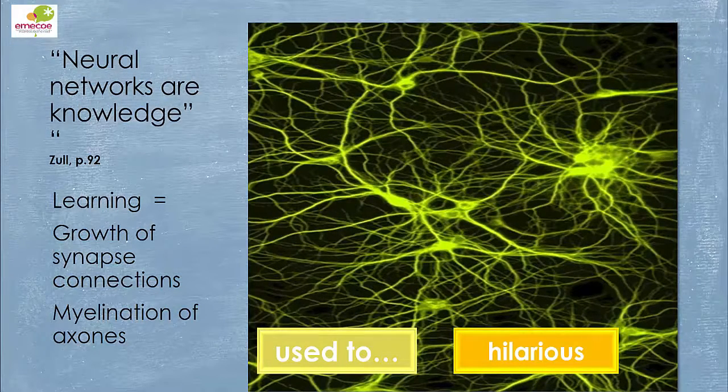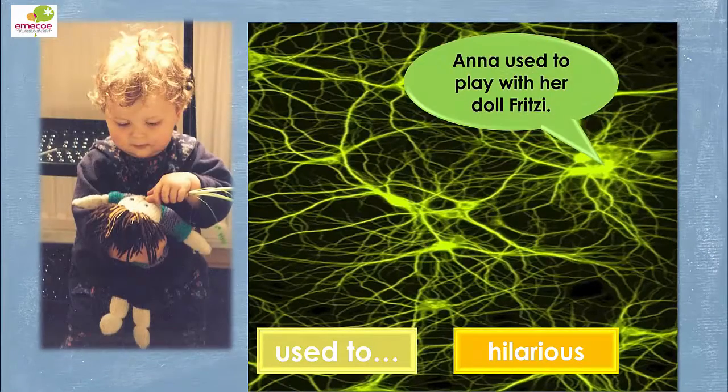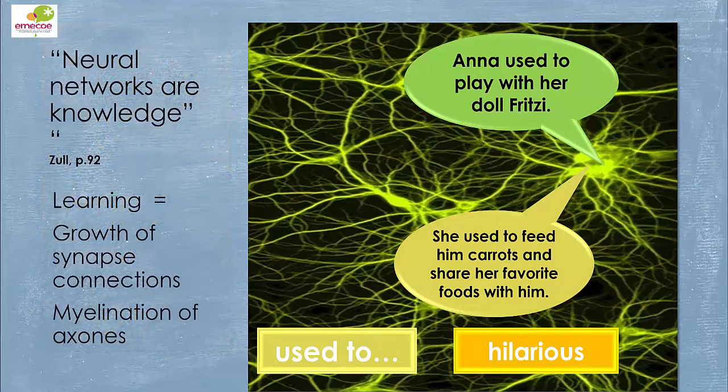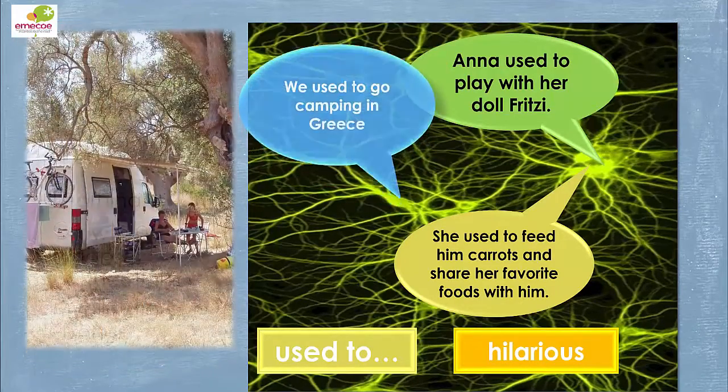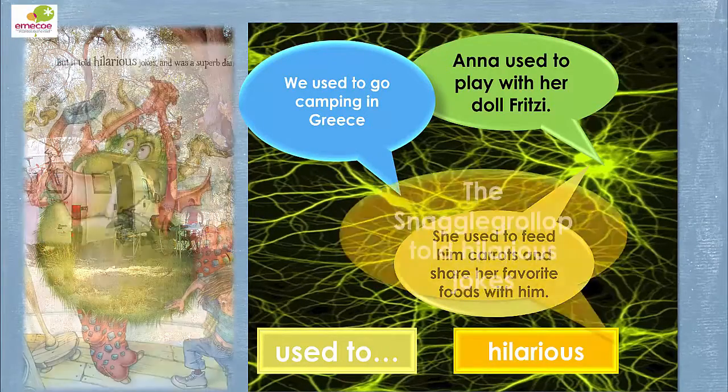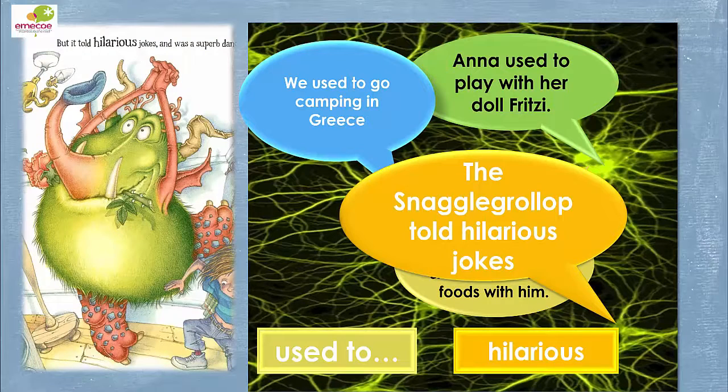Let's look at the two vocab words again, used to and hilarious. My daughter Anna used to play with her doll Fritzi for hours on end. She used to feed him carrots and to share all her foods with him. We used to go camping in Greece. And the word hilarious reminds me of the hilarious jokes that the Snagglegrollop used to tell.